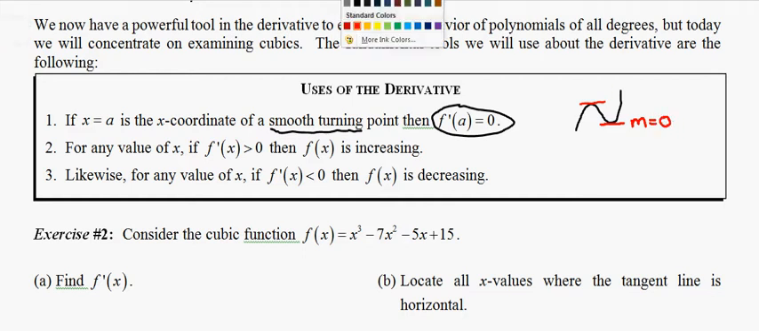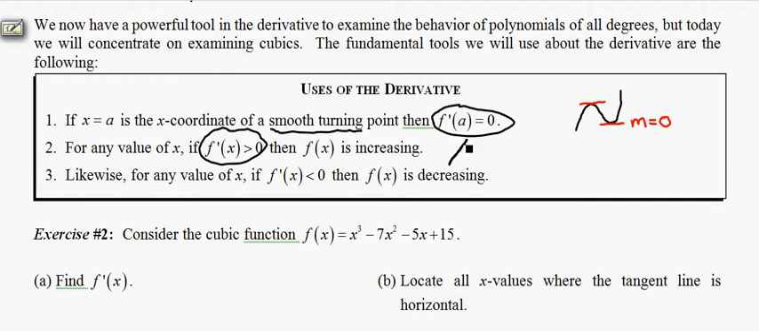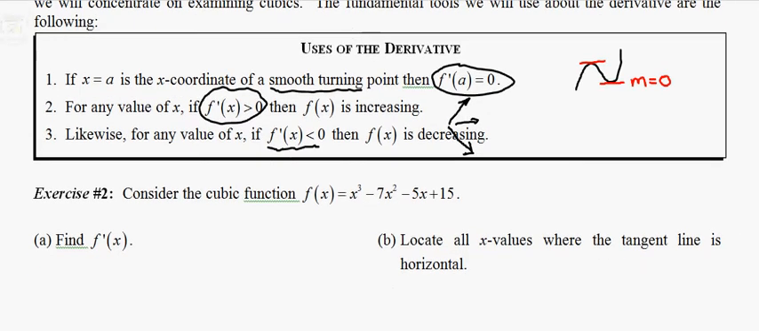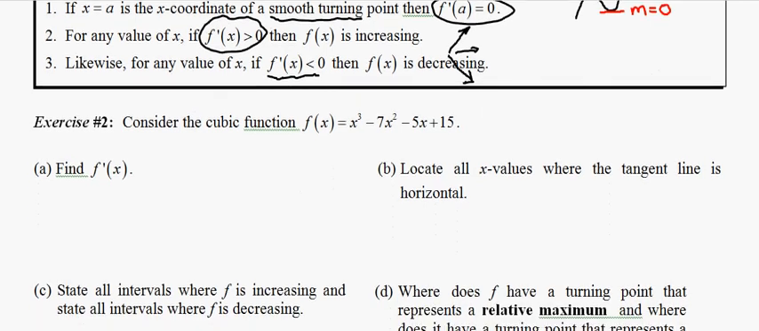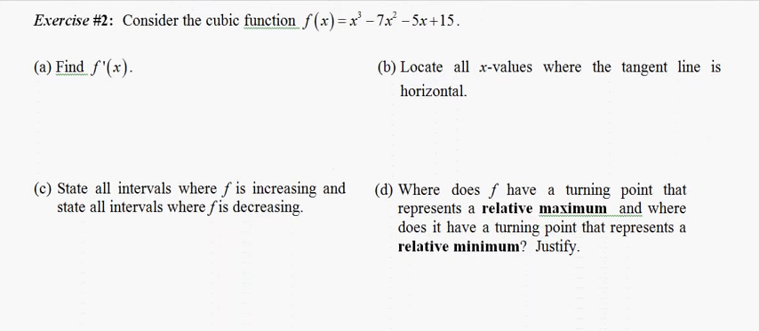Now, another observation that we can make is simply based on the sign of the first derivative. If the first derivative happens to be positive, then we know that the function is increasing as x increases. And likewise, if the function's first derivative is negative, then it's decreasing as x increases. Using these three facts, we can learn a lot about the shape of any graph, and specifically about the shape of a cubic. So let's take a look at exercise number 2.